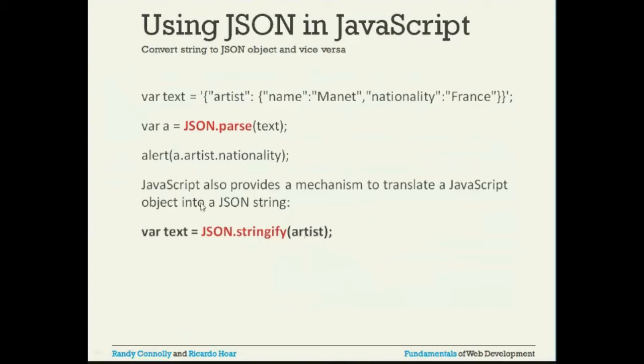Here you can pass the object, for example a. For JSON.parse, you give a text which is in the JSON format, and it will convert it into a JavaScript object. Once you have a JavaScript object, if you want to convert it back to a string format, you are going to use JSON.stringify, and you will pass the JavaScript object as a parameter.